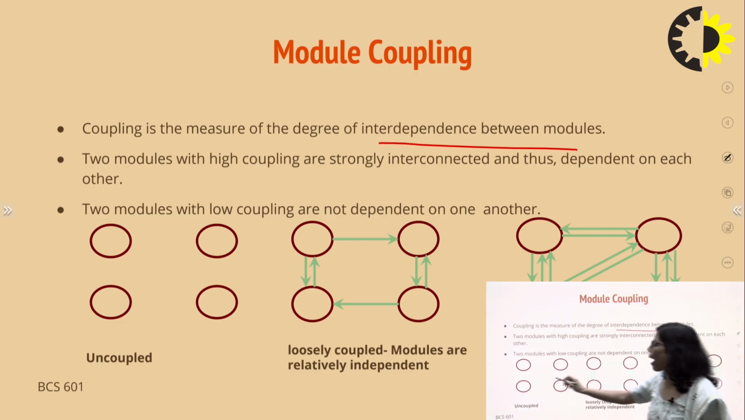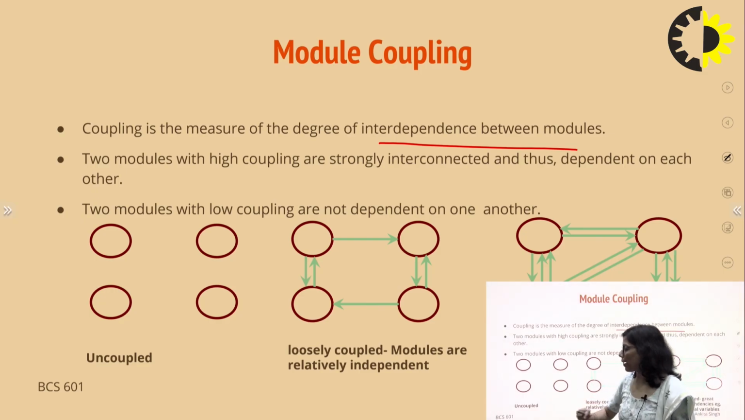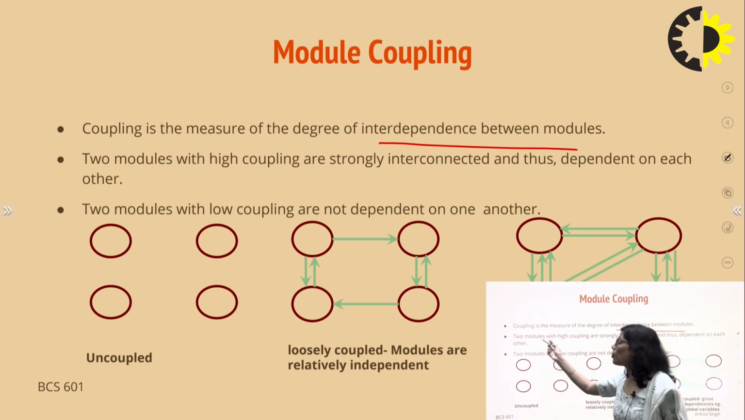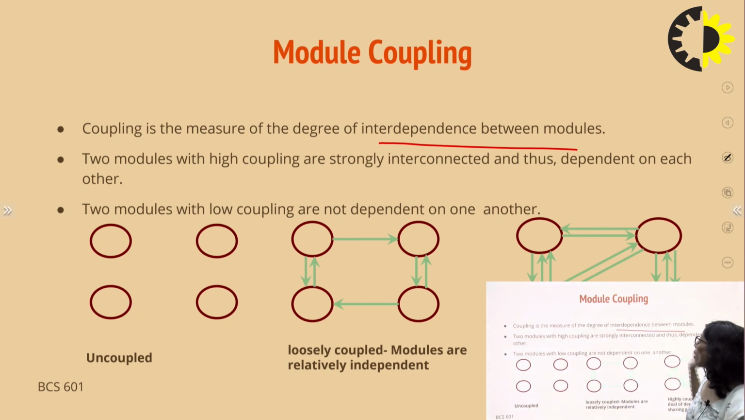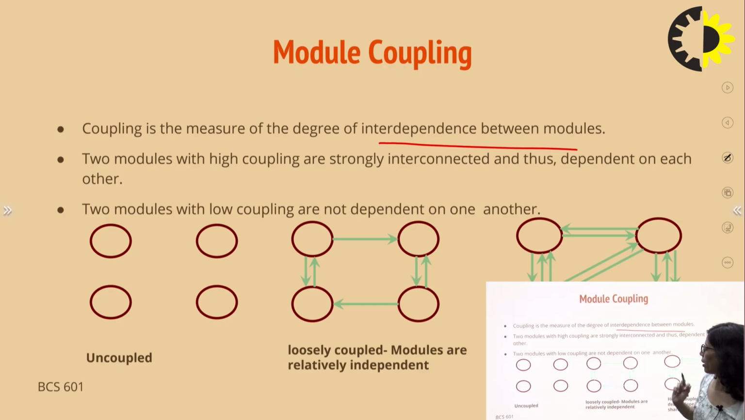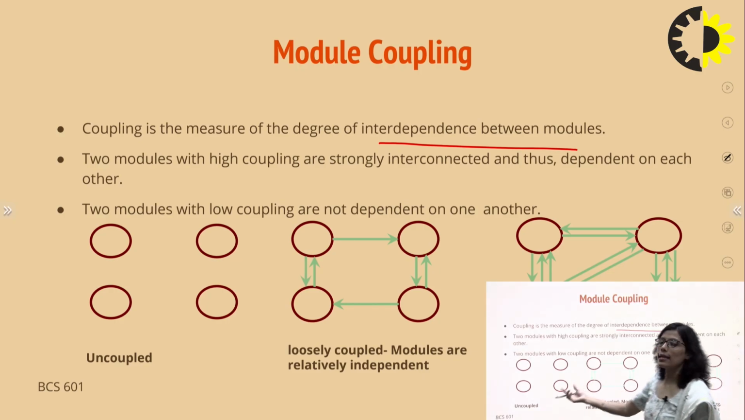So if I have my modules identified in my system, how these two modules are interconnecting or communicating with each other, how they are dependent on each other. So that is your coupling. Two modules with high coupling are strongly interconnected, thus dependent on each other, whereas two modules with low coupling are not dependent on one another. So you can depict the picture.